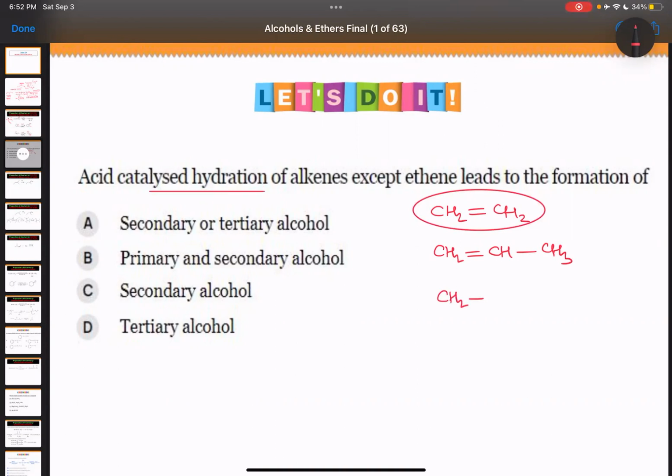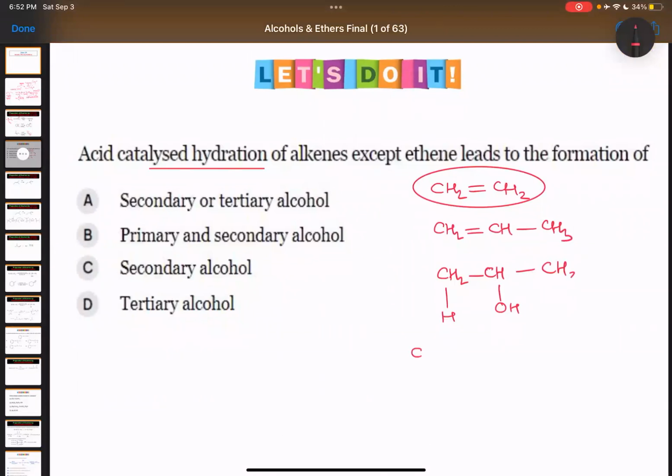Someone may argue that this propene may also give primary alcohol. I will say no, because acid catalyzed hydration is Markovnikov addition, and that is going to give us the more branched alcohol in which the OH group is inside, right? Memuna, is it clear? So you can get secondary alcohol.